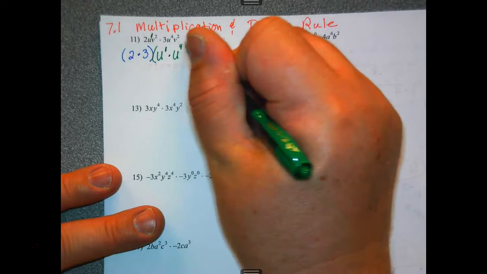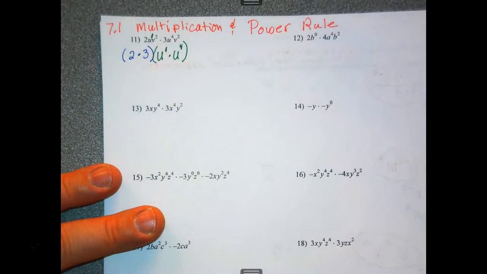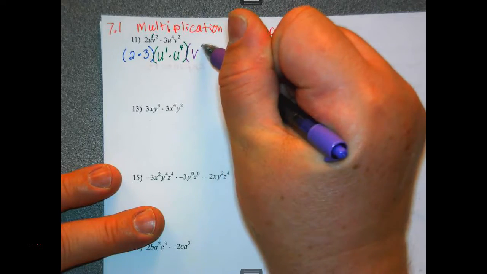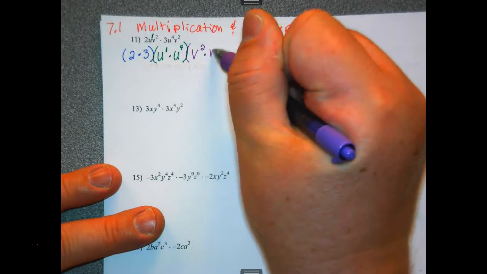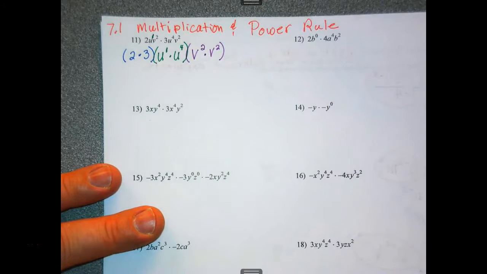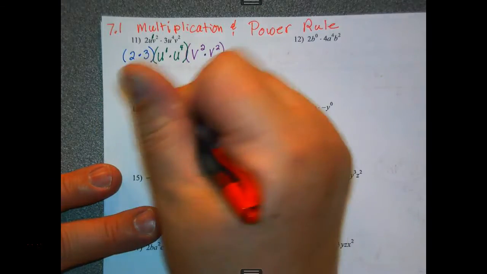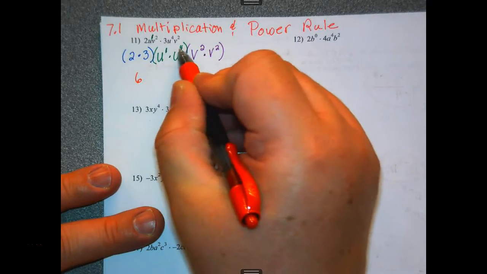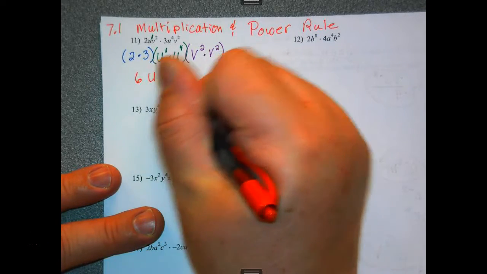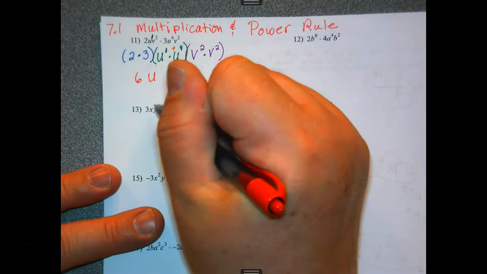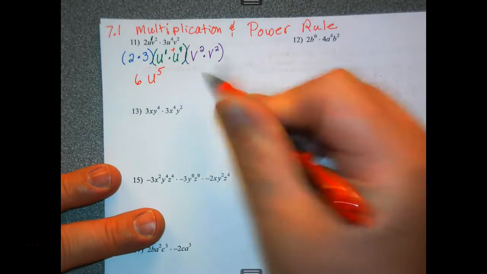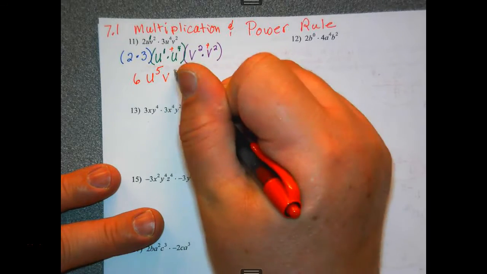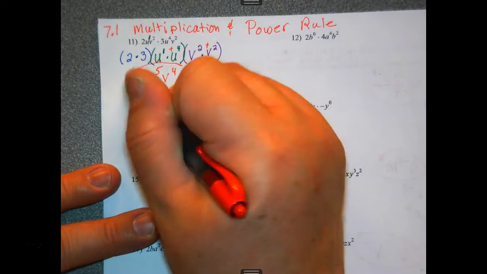When we're multiplying, what are we going to do with the exponents? We're going to add them. v squared times v squared. 2 times 3 is 6. u to the 1 plus 4 is u to the 5th. And v to the 2 plus 2 is v to the 4th.